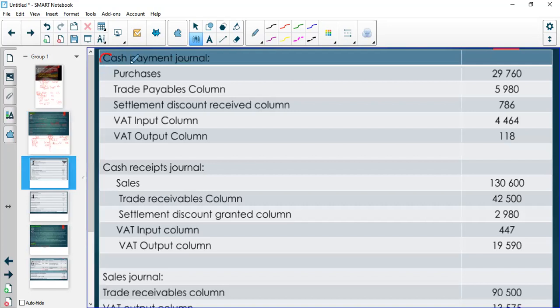So the cash payments journal is used to record the payments that we make. Did we make any payments to our trade payables? Yes, we are told here that we made payment to our trade payables. When we make payment to trade payables, we have a column that we record that. So basically, it means we paid a total of 5980. This reduced what we owe, so I'm going to put this on the debit side.